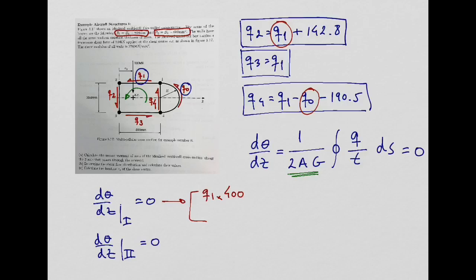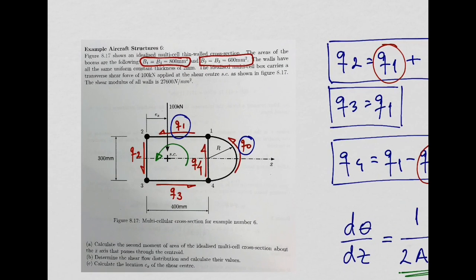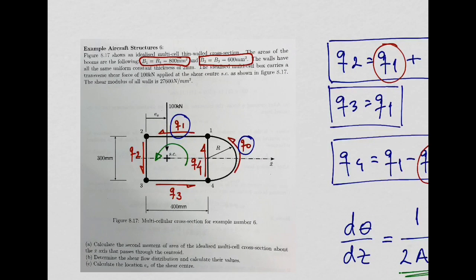But for the torsion, I understand your question completely. For the torsion, we need to go back to the original cross-section because that affects the twist angle, okay? So we need to go back to the original cross-section. That must be said here somewhere.